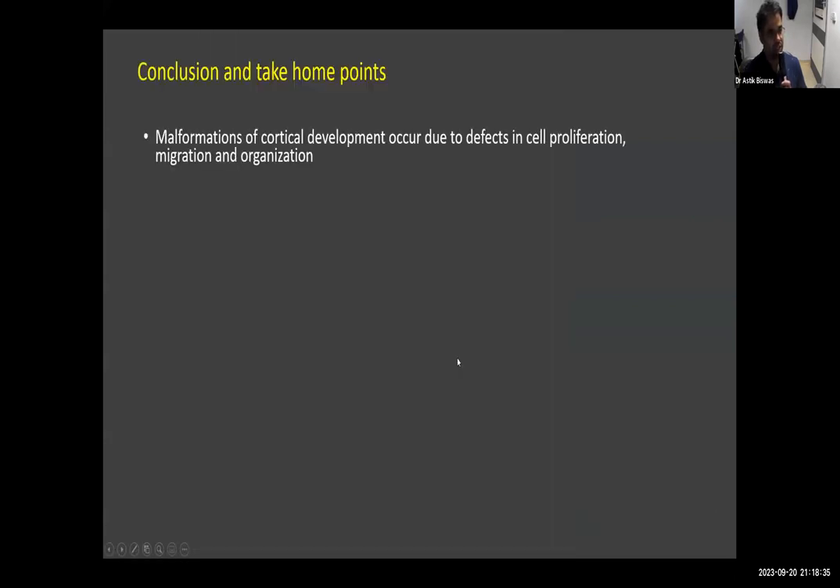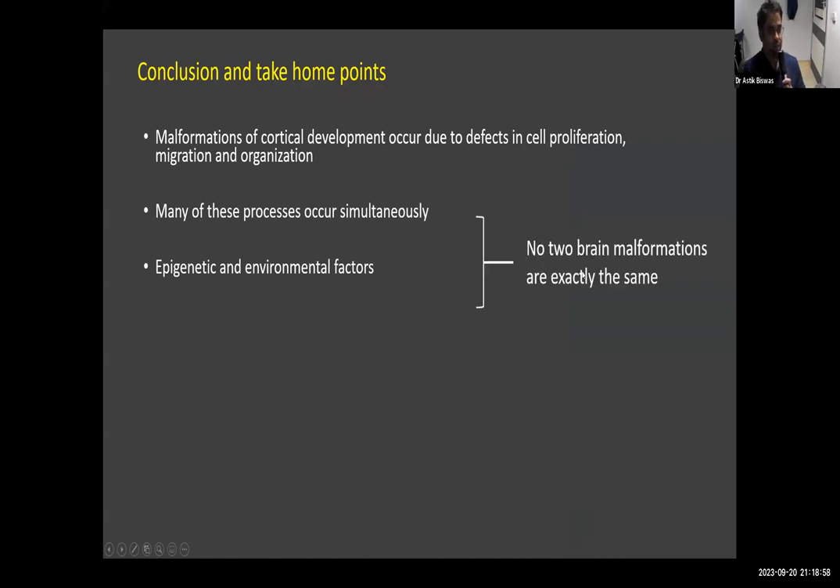So the take-home points: malformations of cortical development occur due to defects in cell proliferation, migration, and organization. And many of these processes occur simultaneously, so they can have overlapping features. In addition to that, there are various epigenetic and environmental factors that need to be taken into account. And that's why no two brain malformations are exactly the same.